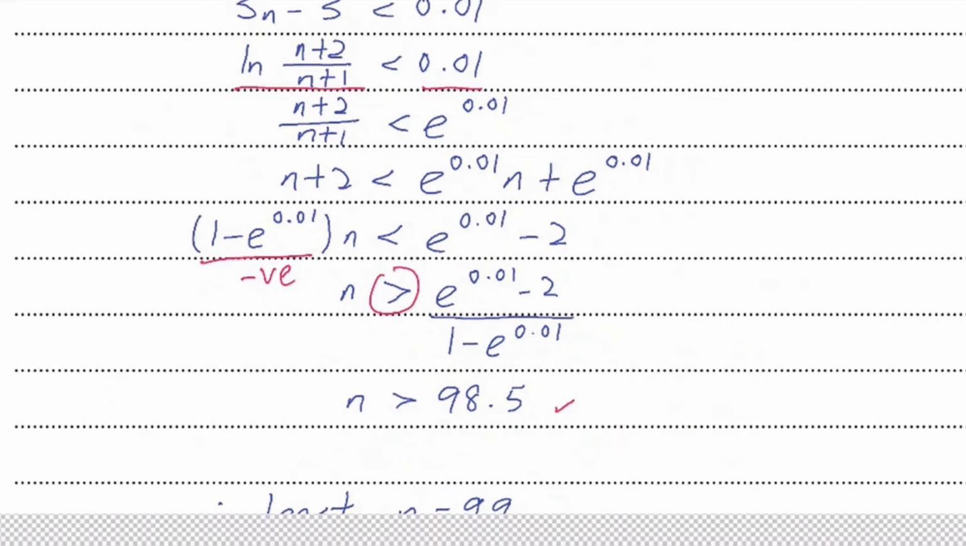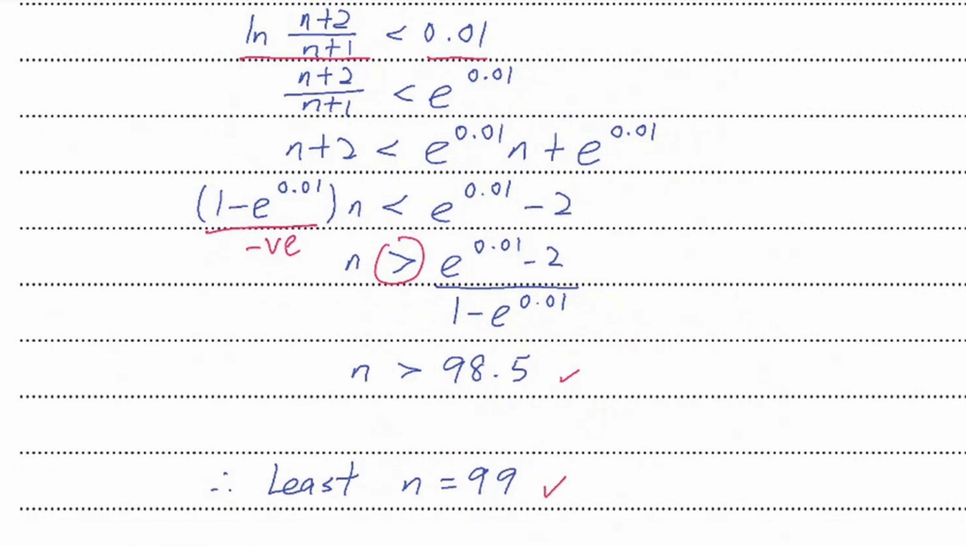So n shouldn't be a decimal. So the next n which is greater than 98.5 is 99. So this is the least n, because n must be greater than 98.5. So the first value of n that we have for that is 99. So the least n value is 99, because n could be anything more than 98.5, but the least of it must be at least 99.